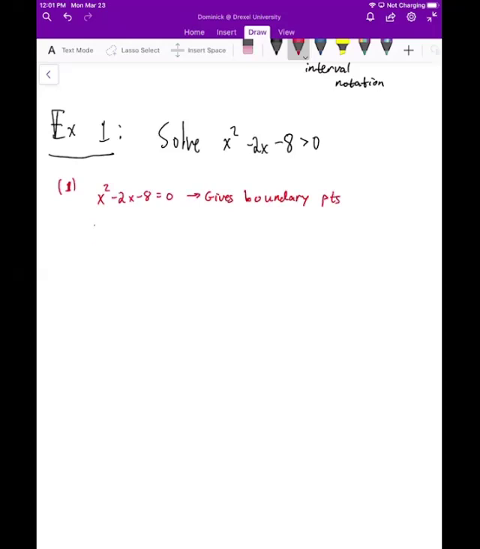Well, we know that we can factor this, hopefully. And of course, in this case, we can. So we need two numbers that multiply to -8 and add to -2. It looks like -4 and +2 will do the trick. So the first one gives us x equal to 4, and the second one gives us x equal to -2. So these are the boundary points.